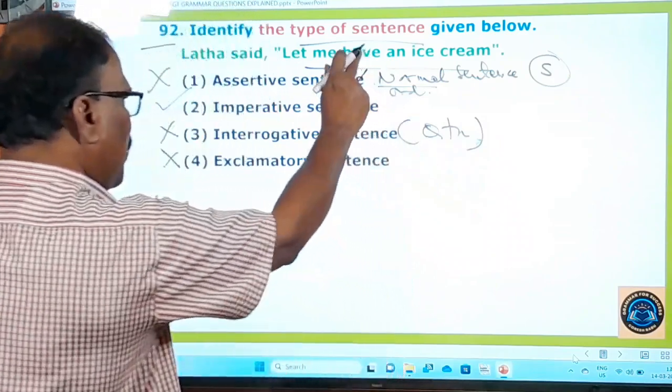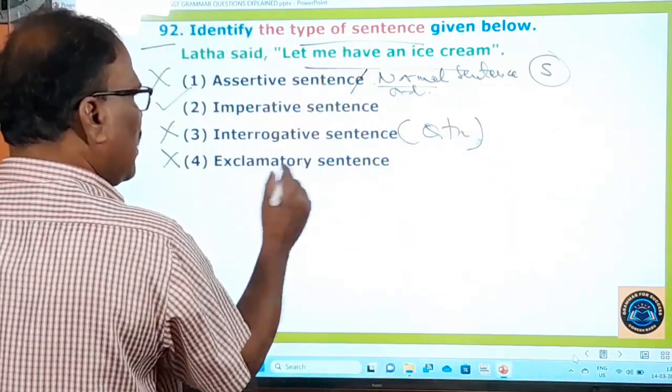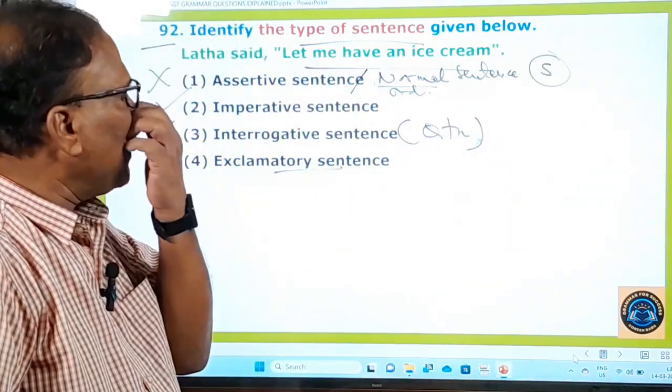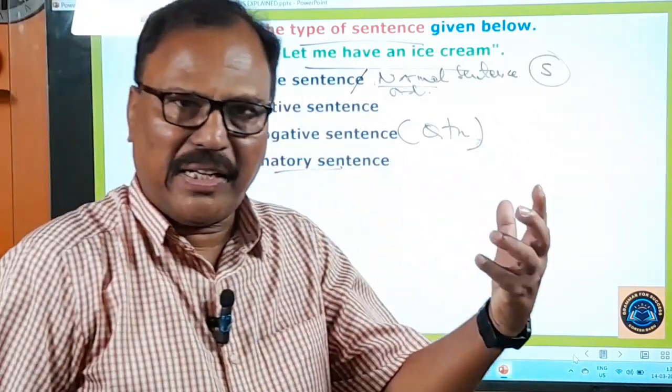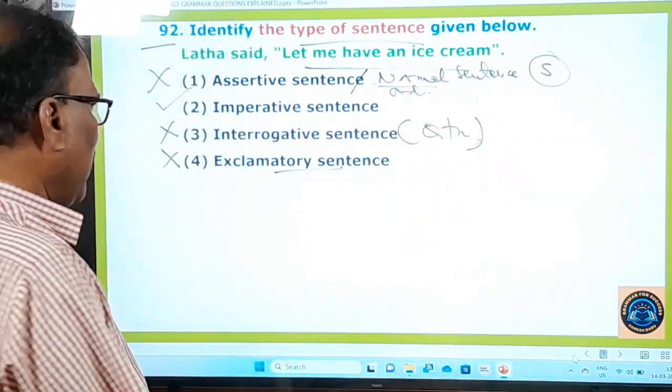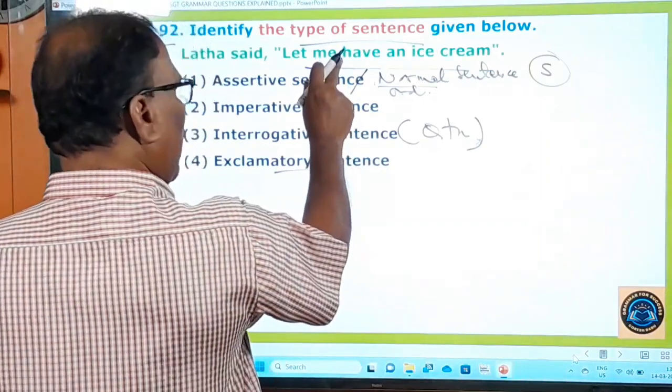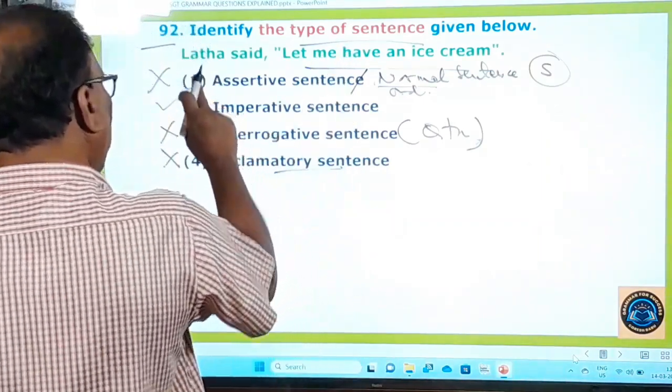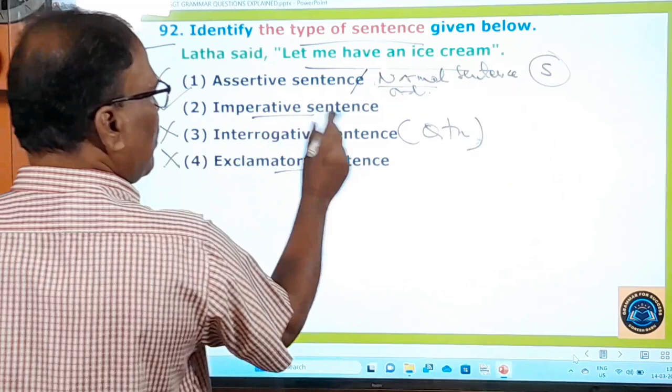Question. This is not a question, therefore it's not an interrogative sentence. Exclamatory sentence means the sentence that expresses a sudden strong feeling is called an exclamatory sentence, therefore it is also not an exclamatory sentence. And in this way, first one, third one, fourth one are wrong, only the second one is the right one.